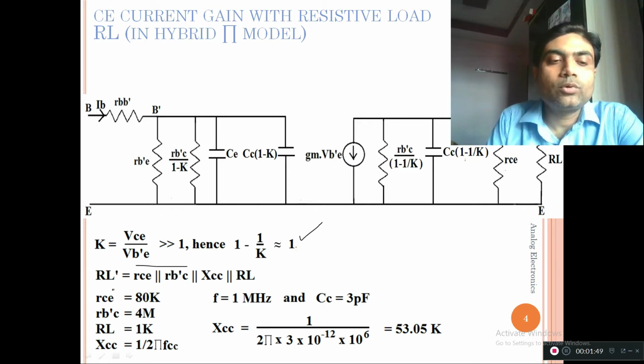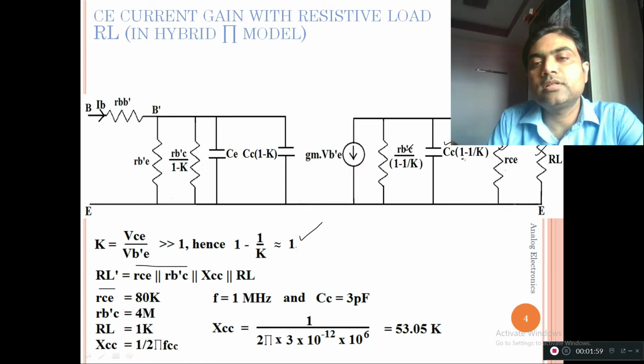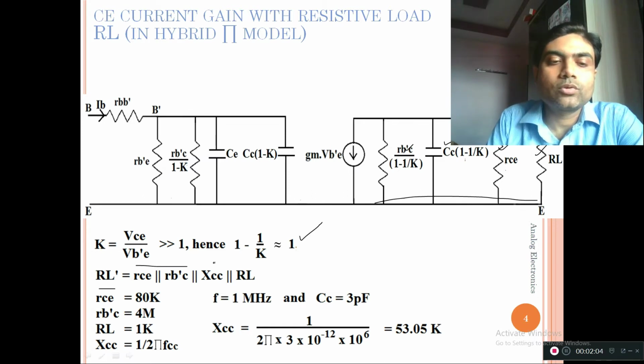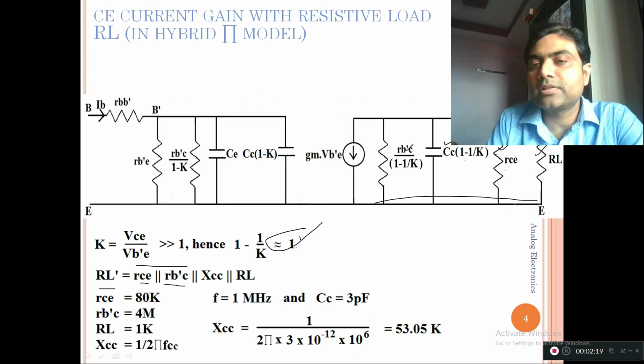If you want to calculate the new load resistance, RL, RCE, RB'C upon 1 minus 1 upon K, and CC times 1 minus 1 upon K, all these four elements are in parallel. So we have to calculate likewise. This is the RCE, this is the RB'C. Why is it RB'C? Because we have assumed 1 minus 1 upon K as 1, so this denominator term is removed. XCC represents the admittance value of CC times 1 minus 1 upon K.